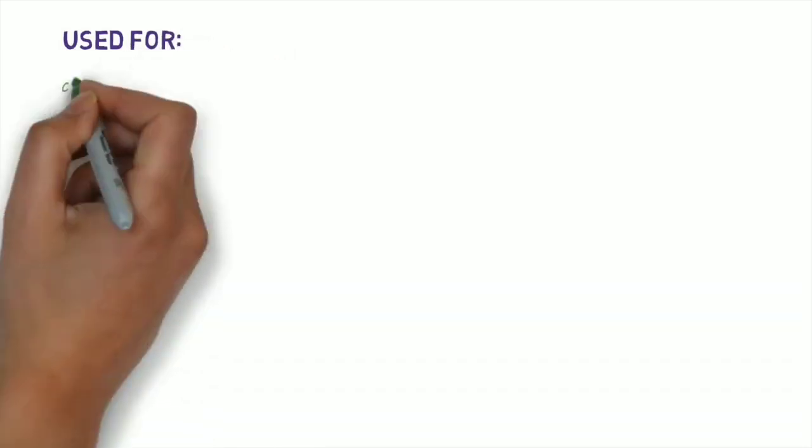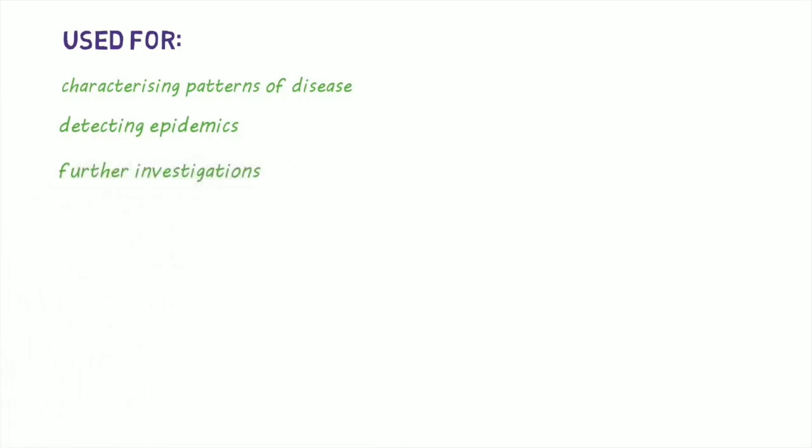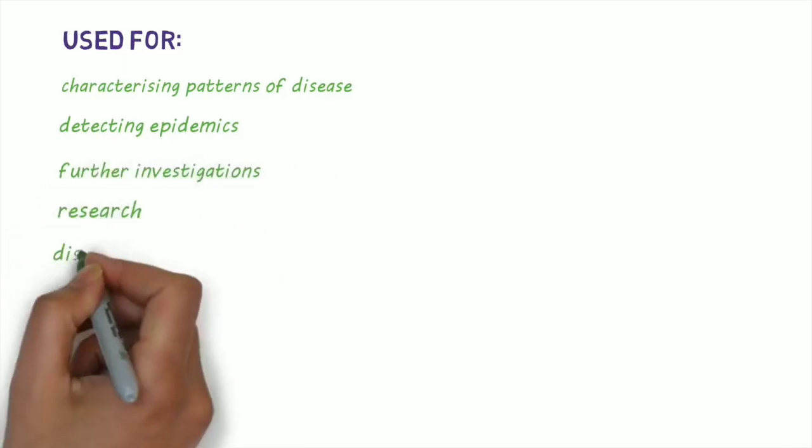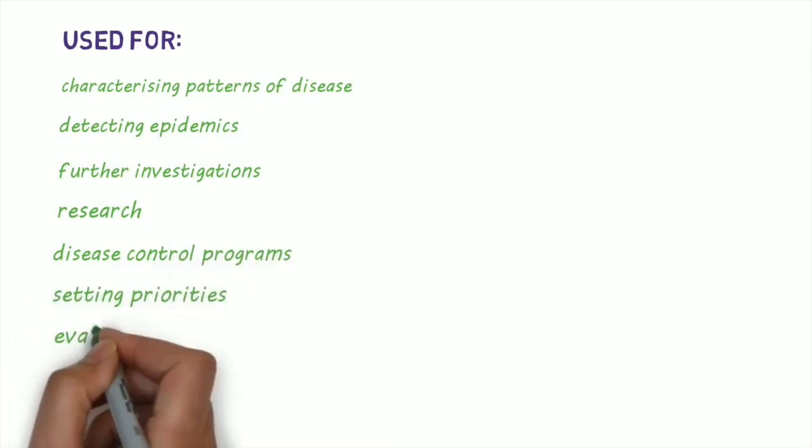The information gained from surveillance can be used for characterizing the patterns of disease, detecting outbreaks, suggesting hypotheses for further investigation, identifying cases for further research, guiding disease control programs, setting public health priorities, or evaluating health programs.